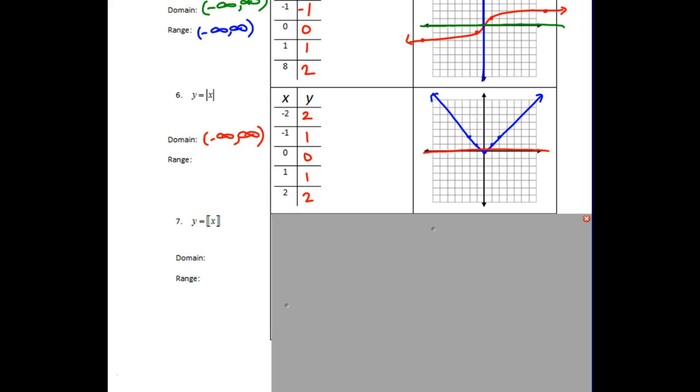But now our range, that's where it gets different. We can't have negative numbers coming out of our range. So that means that the smallest number that can come out is 0, and then we can go infinitely large.